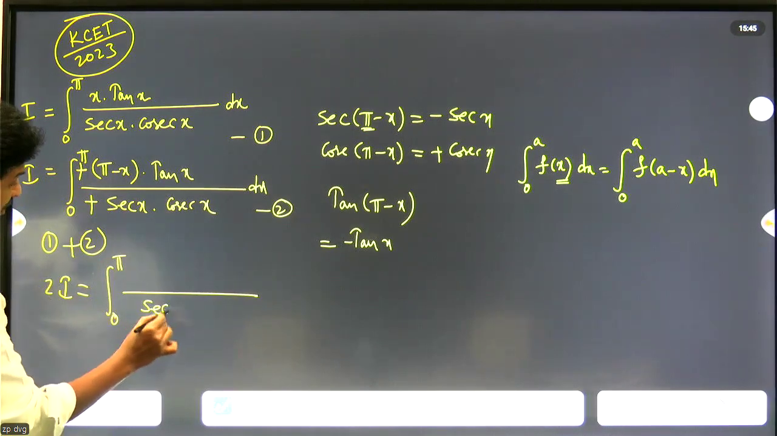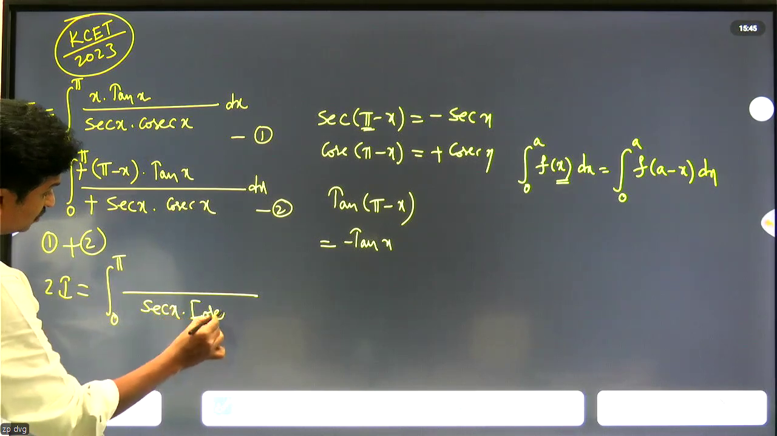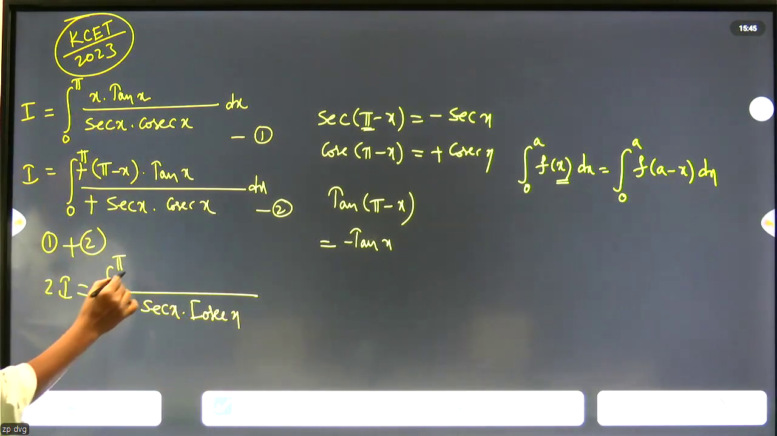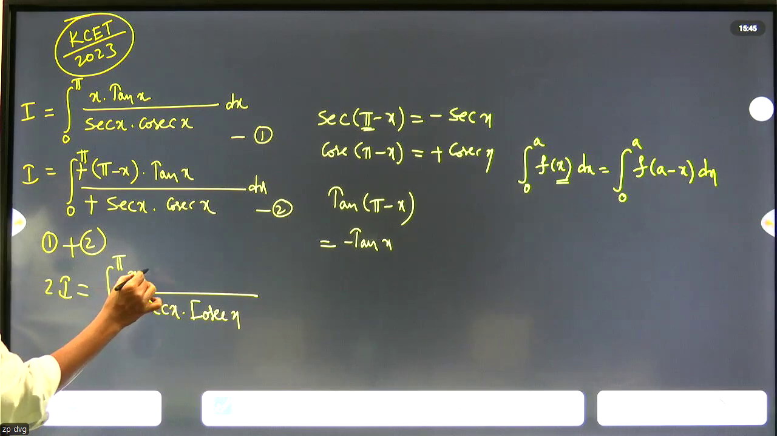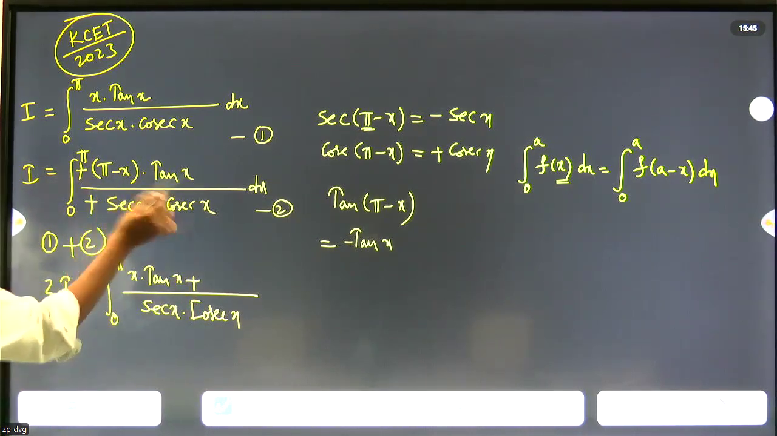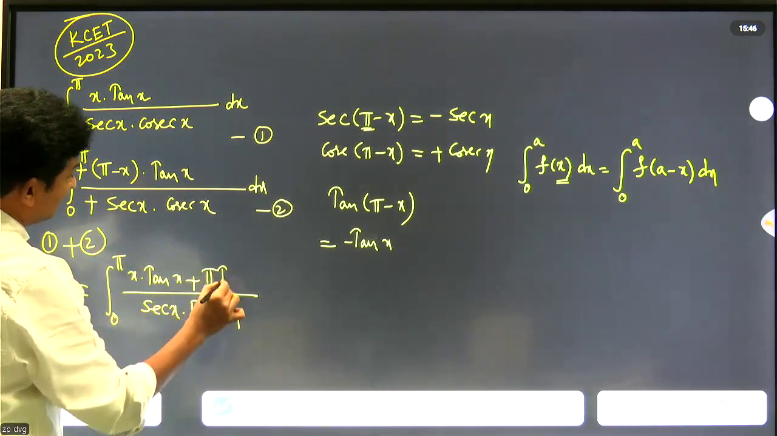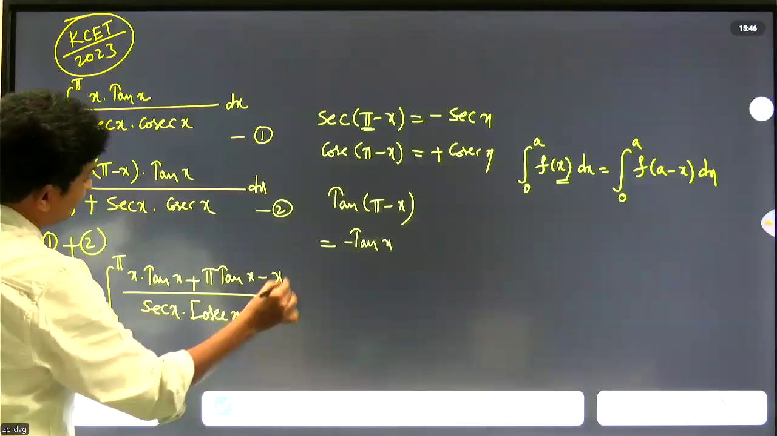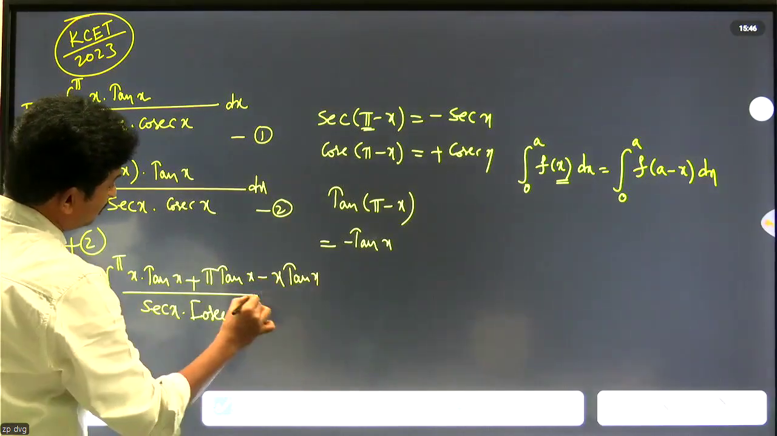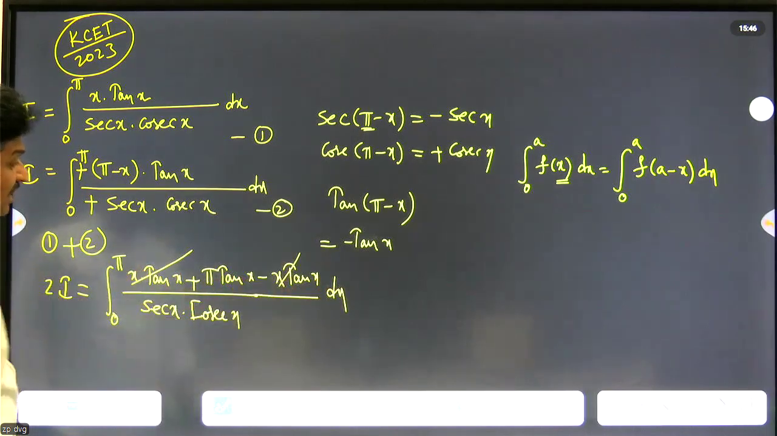In the denominator, you will get secant x into cosecant x. In the numerator, what you will get? x into tan x plus pi minus x into tan x. Multiply, what you will get? Pi into tan x minus x into tan x. Right? This problem is a bit lengthy. Interesting question, right? x tan x minus x tan x will get cancelled, right?